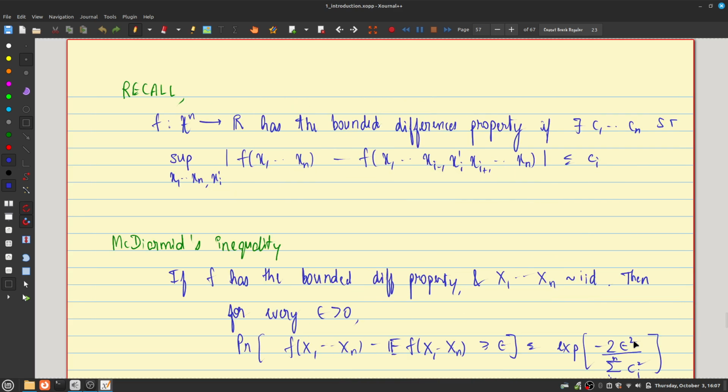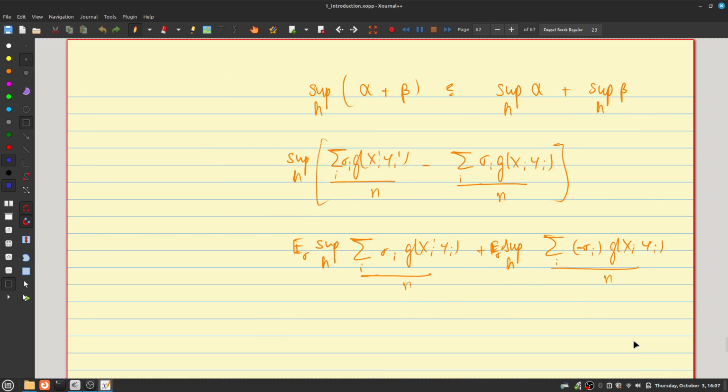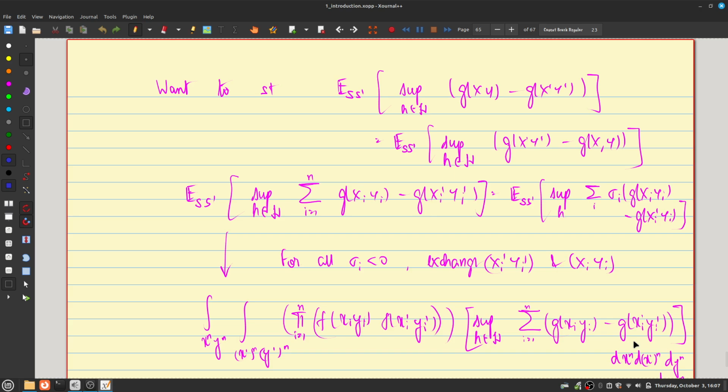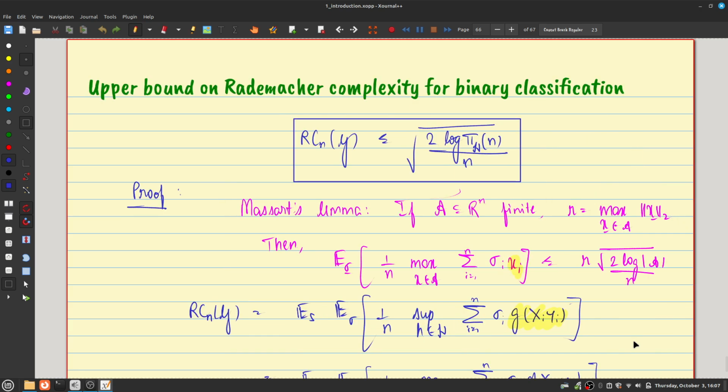But since we're interested specifically in binary classification, we can further upper bound the Rademacher complexity in terms of the growth function. We saw that the Rademacher complexity can be upper bounded by the square root of 2 times log of the growth function divided by n.